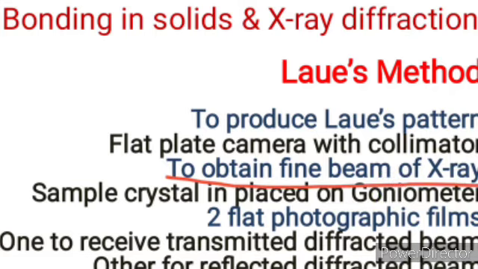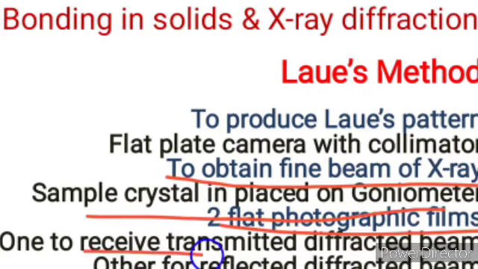And there is the sample crystal on which you want the X-rays to be incident; that sample crystal is taken on the goniometer, which is at the center, as we have seen. And at the end, two flat photographic films are placed. Why are there two flat photographic films? One is for receiving the transmitted diffracted beam, and the other is for the reflected diffracted beam.